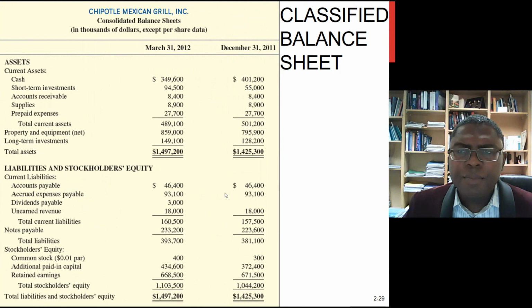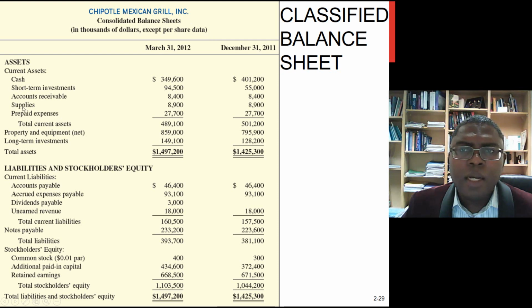So this is an example of the balance sheet, and this is really where we want to arrive. You see, we come now to cash, which is a current asset. We write the balance sheet. First, we must start with the company's name. We write the statement, a consolidated balance sheet. We have the measure, which is thousands of dollars, except per share data.